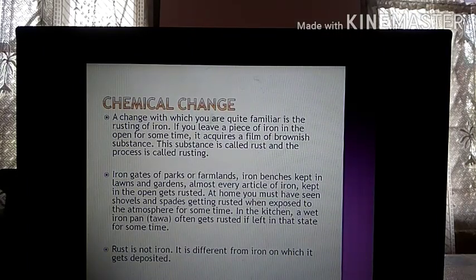That is why water should not be there on the iron benches or iron gates. Okay, because if water is there or if it reacts with water vapor, not necessarily does it have to be liquid water, it can be water vapor also. So if iron reacts with liquid water or water vapor and oxygen, okay, it will form iron oxide. That is called rust. So remember, rust is not iron, it is iron oxide.